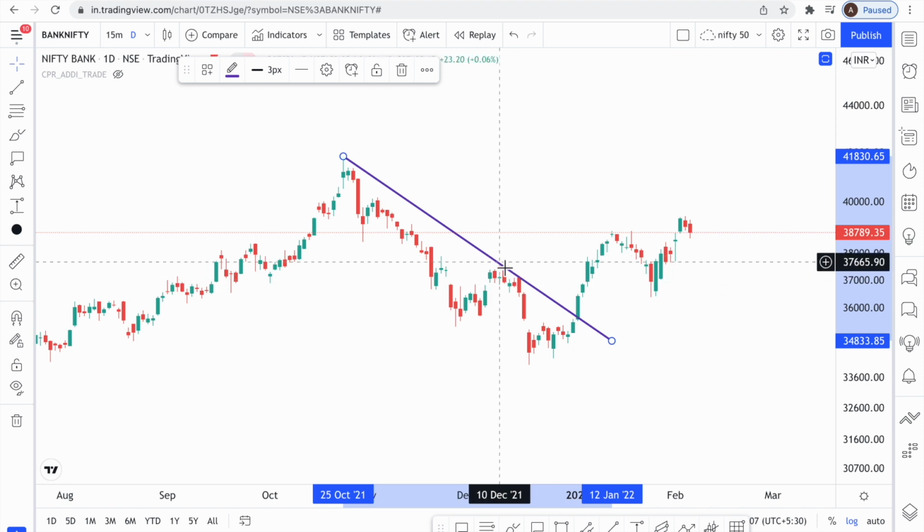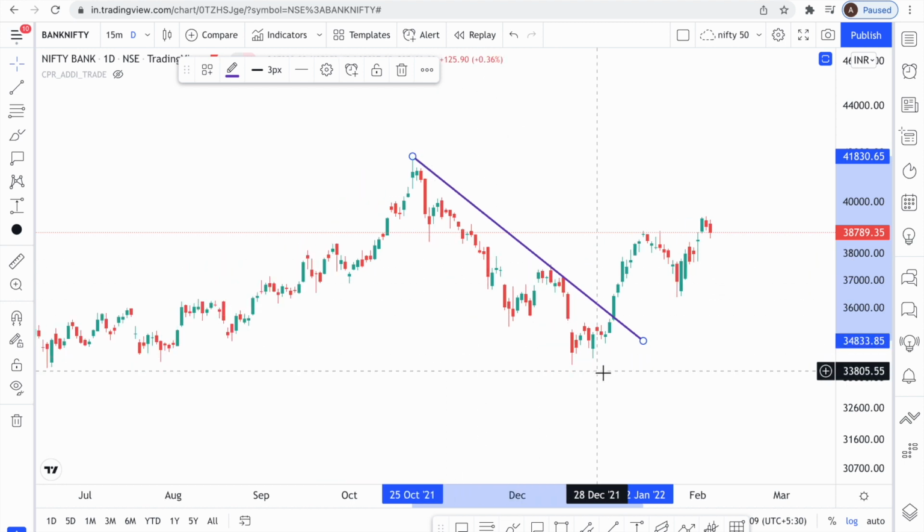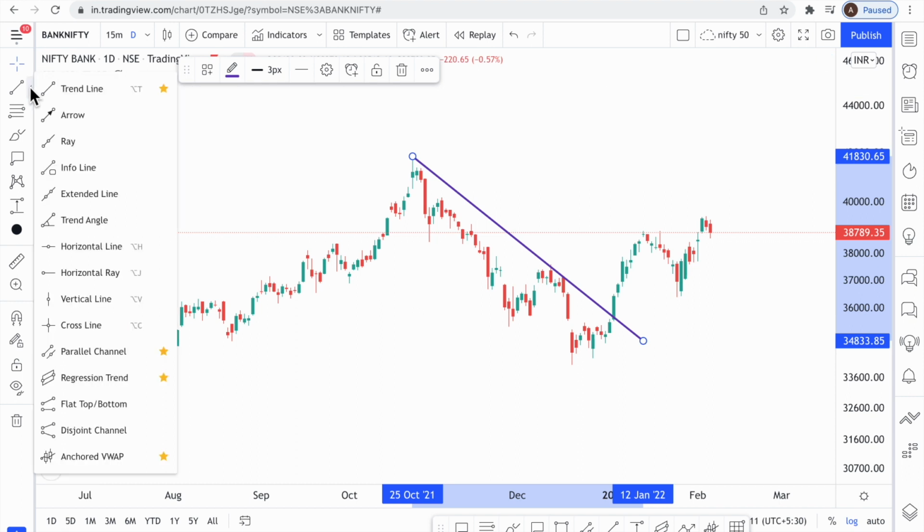And why did this support come? All this is there in my analysis. I'll keep telling support, resistance. See exactly here.